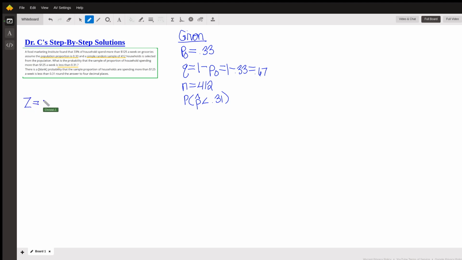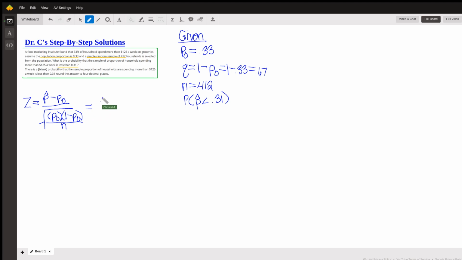Okay, so first things first, when we think about the formula for this, we need to solve for Z. Z equals P hat, which is the sample proportion, minus P naught, which is the population proportion, over the square root of P naught times 1 minus P naught over N. So do we have everything that's needed from the givens? We have sample proportion, we have population proportion, and we have Q. We also have N. So we're just going to plug the numbers in.